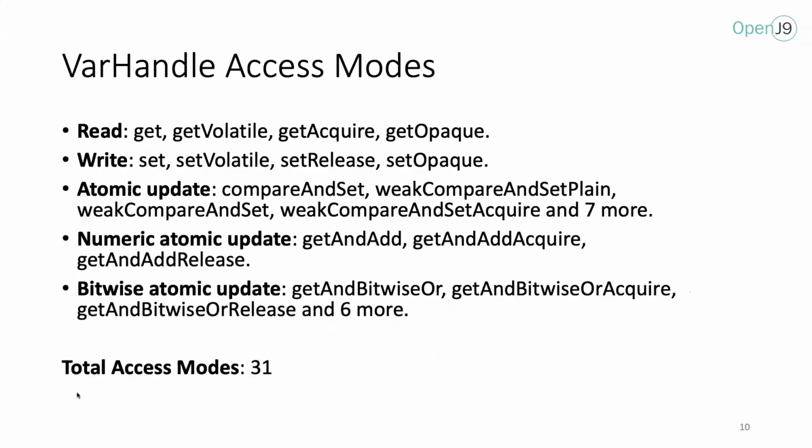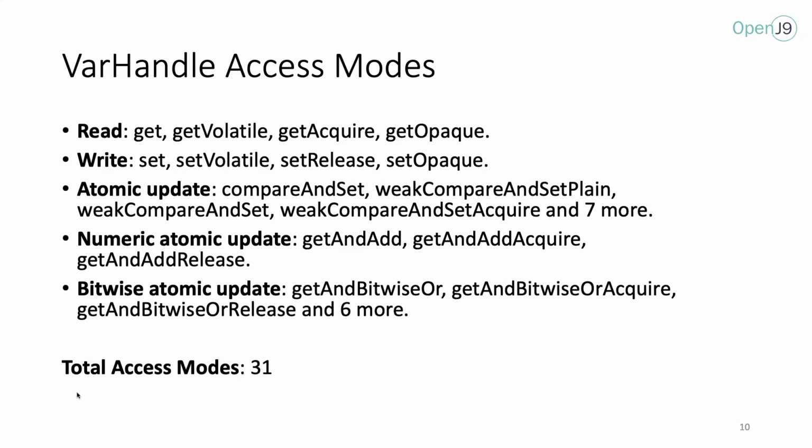What are the different access modes that VarHandle supports? There are 5 different types. There is read, write, and 3 variants of atomic updates. Each access mode has a set of operations. For instance, read: with read, you can do get volatile, get acquire, etc. And in total, there are 31 access modes or 31 different operations that can be performed on a VarHandle.